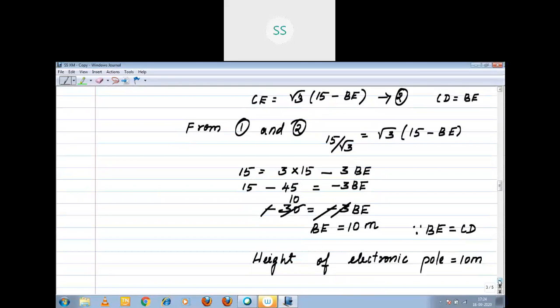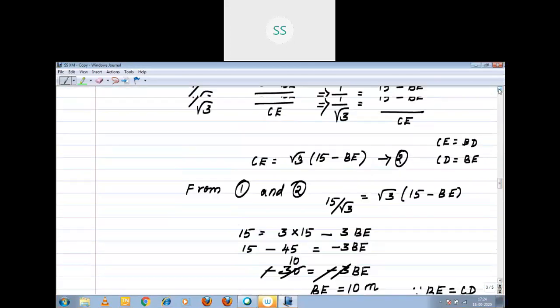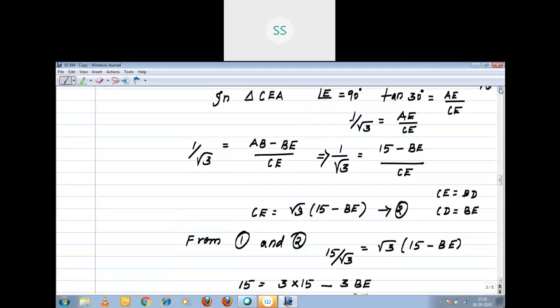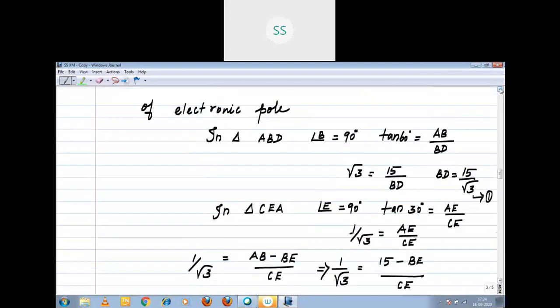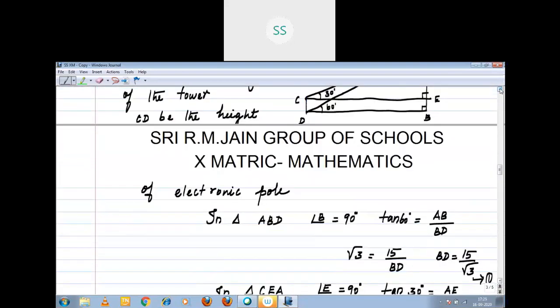CE equal to BD, so you are equating equation 1 and 2. You arrived at the result BE equal to 10 meter. BE is equivalent to CD. CD is nothing but the height of the electronic pole. Therefore, the height of the electronic pole is equal to 10 meter. Got it, children?